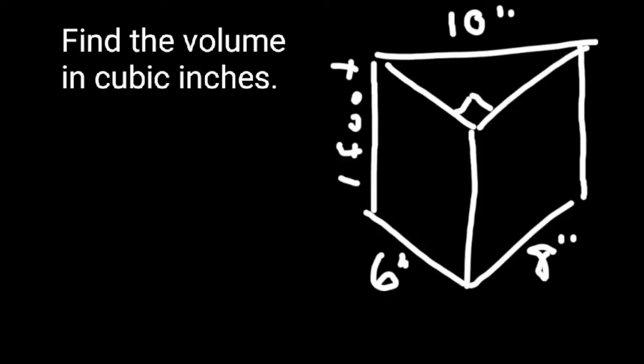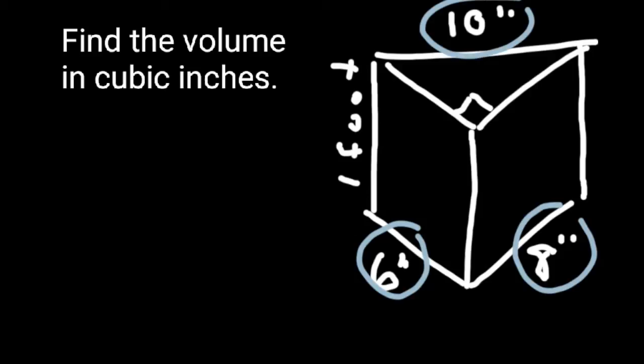Find the volume in cubic inches. Well, we can see that we have 3 different units that are in inches, but we do have the height of the prism in feet, and that's 1 foot. Well, obviously 1 foot, we don't have to do too much work. That is equal to 12 inches.